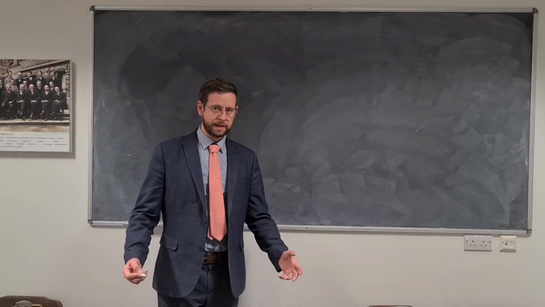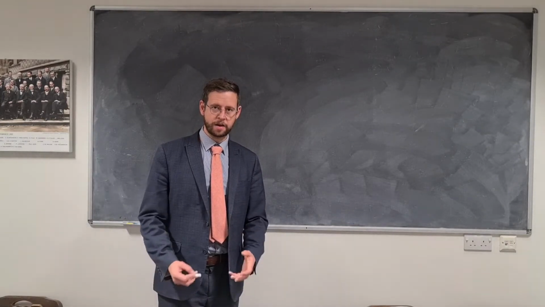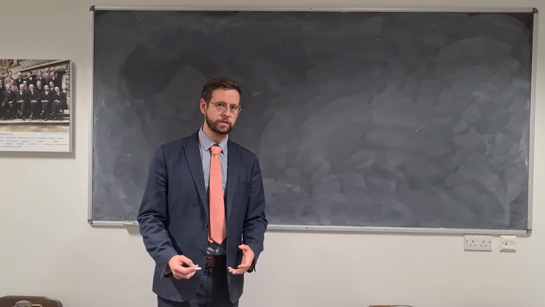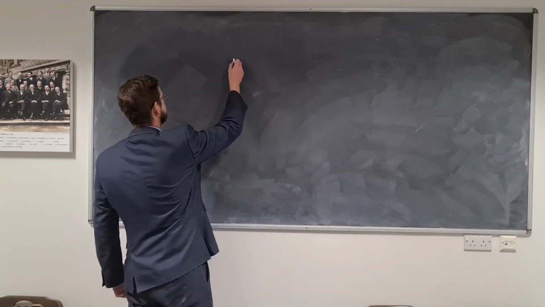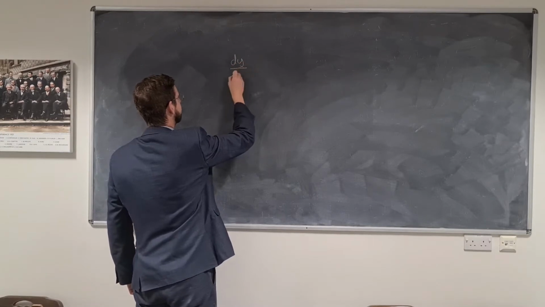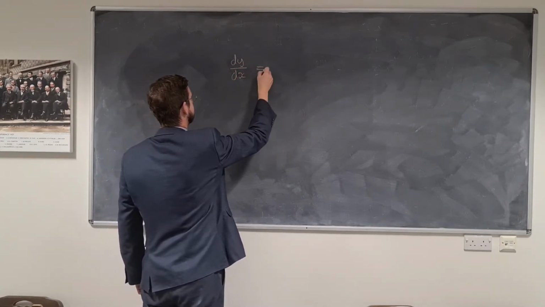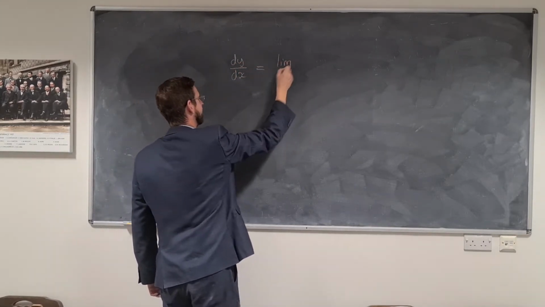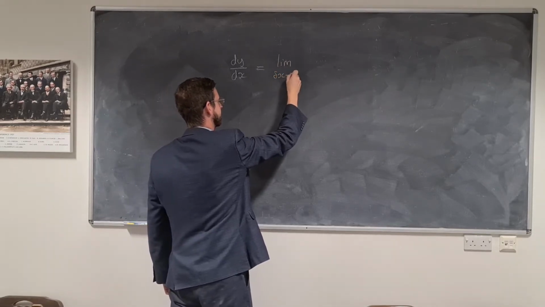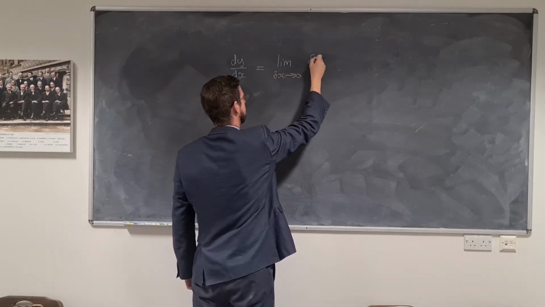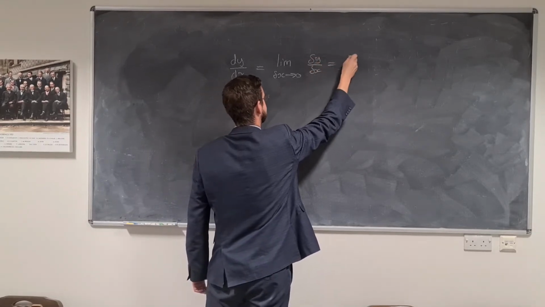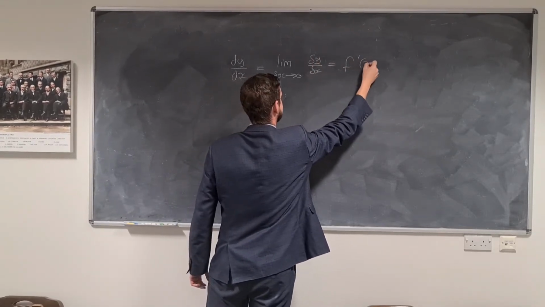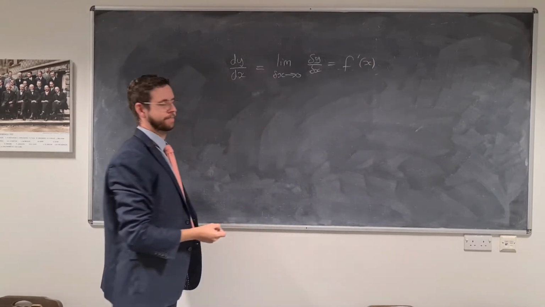So far, we have been able to define the derivative of the function f of x in the following terms: that dy by dx is equal to the limit as the increment of x goes to 0 of delta y by delta x, and we've said that this can be represented as f prime of x.